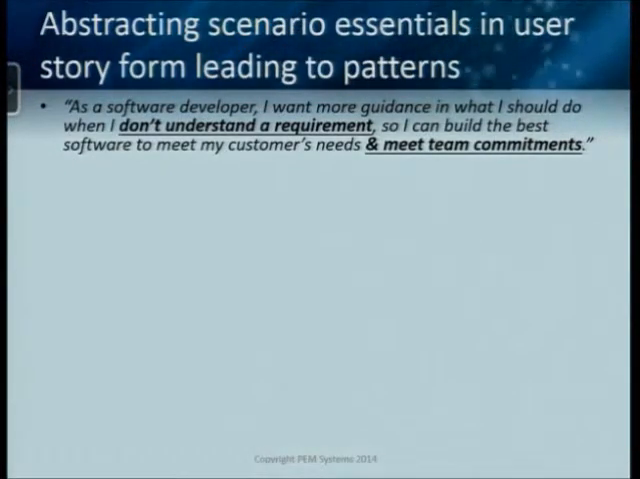Example: as a software developer, and this is the form that you write user stories in. It's a well-accepted one. You say, from the perspective of the user, I want something so that. It's very good information because you find the requirement on what you need and you know why he wants it, because that helps a developer get the motive behind it. So as a software developer, I want more guidance in what I should do when I don't understand a requirement so I can build the best software to meet my customer needs and meet team commitments.